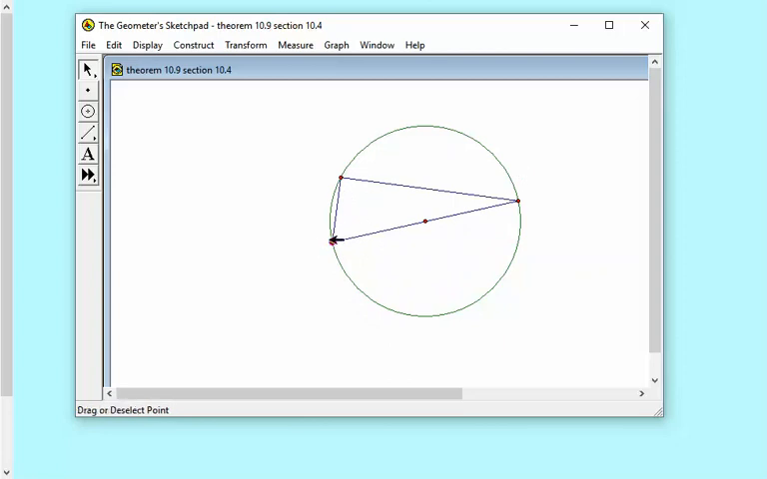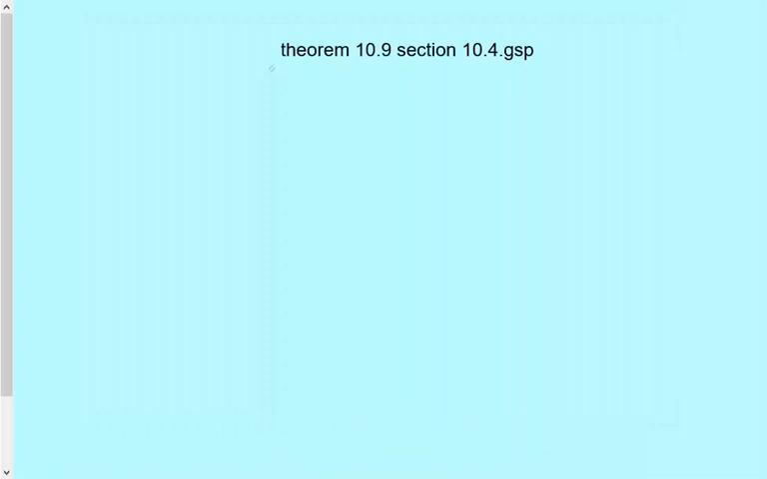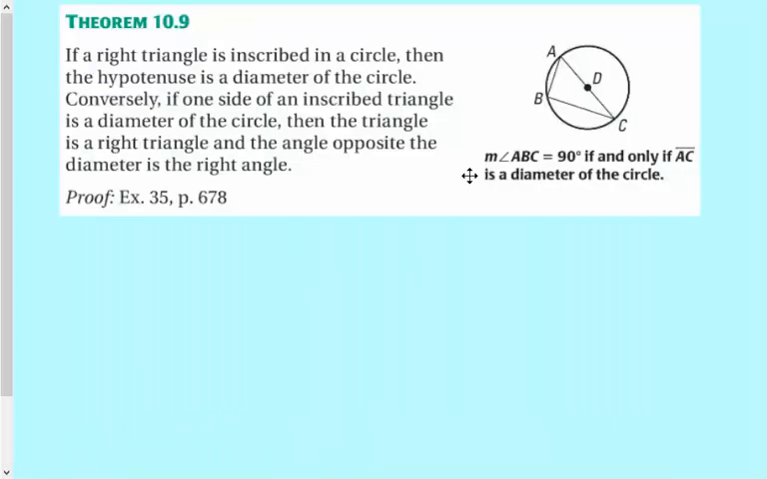And the reason for that is because this intercepted arc here would be 180 degrees, which would make that 90 degrees. And that is the idea behind theorem 10.9. It says if a right triangle is inscribed in a circle, then the hypotenuse is the diameter. And conversely, if one side is the diameter, then the triangle is a right triangle.